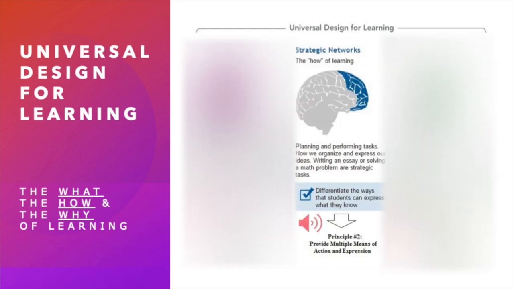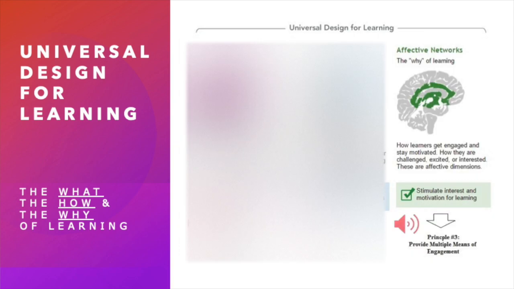Strategic networks refer to how we organize and express our ideas. Teachers must differentiate the ways that students can express what they know in order to tap into strategic networks. And effective networks are how students are engaged and stay motivated and challenged and excited about their learning. Teachers must stimulate interests and motivation for learning in order to tap into effective networks.